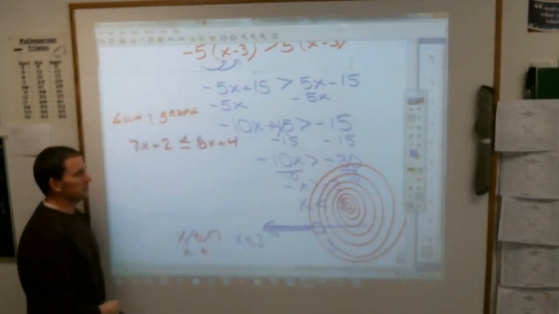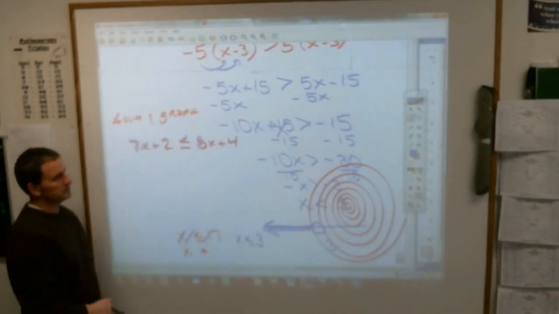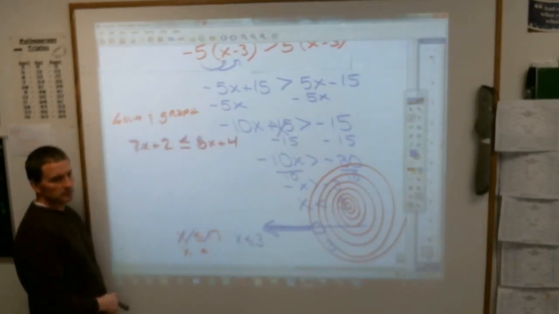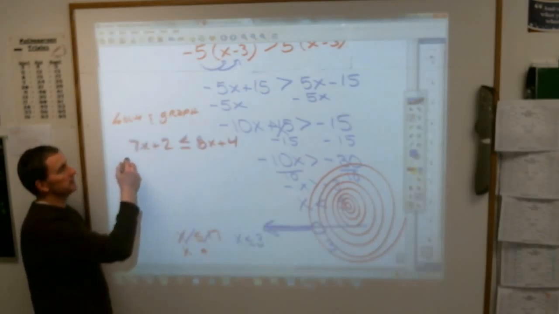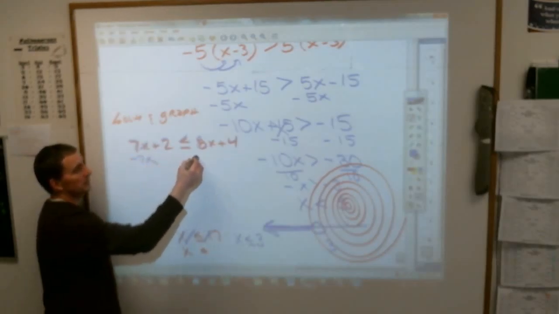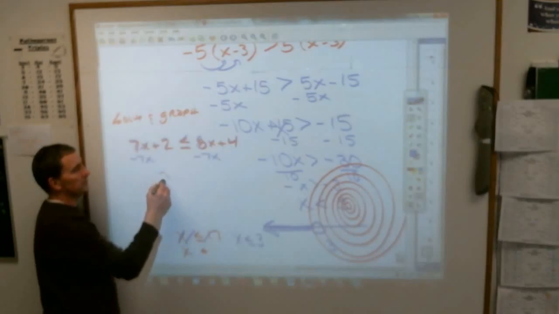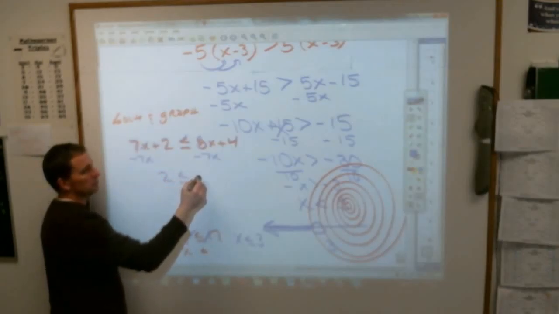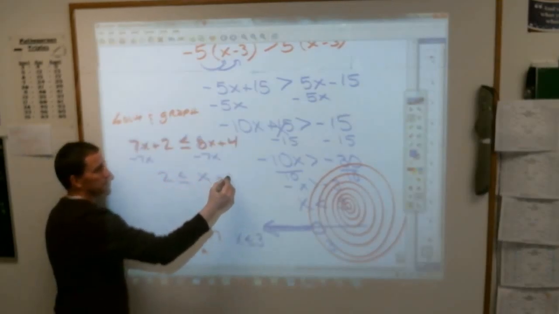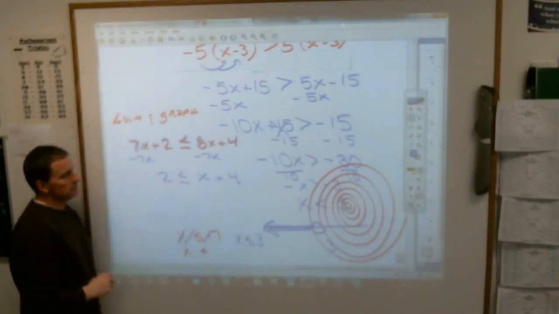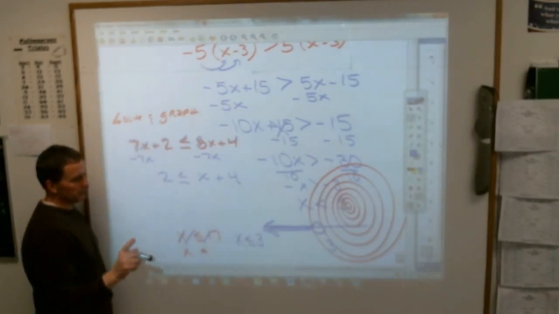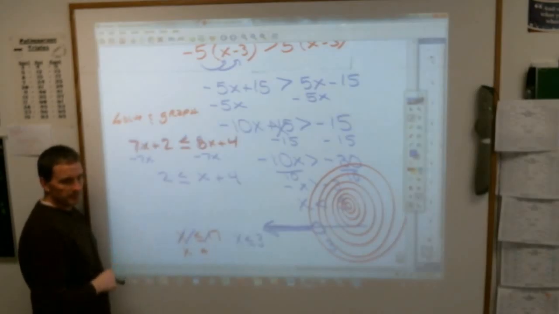All right, let's see what happens. What did you do first? Subtracted 7x from both sides. Which is fine. So now you have 2 is less than or equal to 1x plus 4, right? Not sure where a 3 would come from out of this, but then you did what? Subtracted.